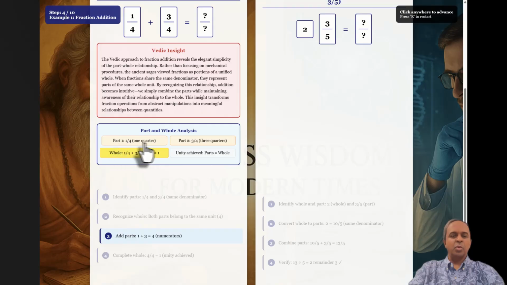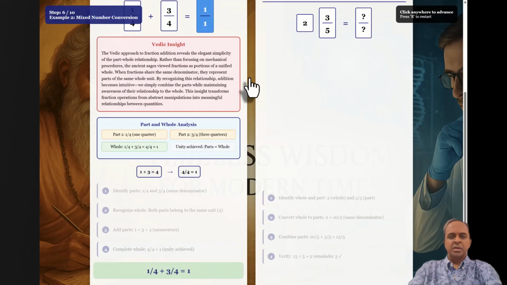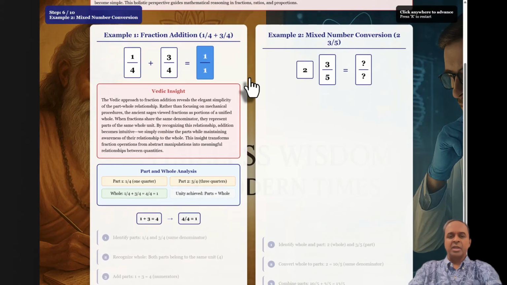So we identified 1/4, 3/4, those are the two parts. And then what is the whole of that is basically combine that into one, right? So that's what it is. The numerator becomes 3 plus 1 is 4. So now you complete the whole, which is 4 by 4 equal to 1, right? So that's the logic, the way you think about it by recognizing the patterns to solve this, right? So again, that's the first example.